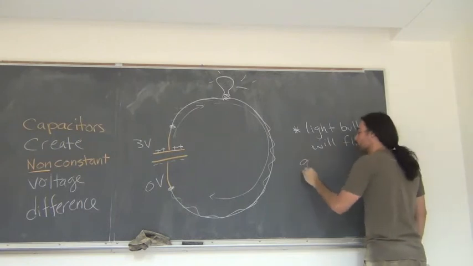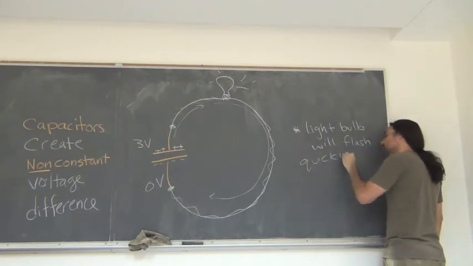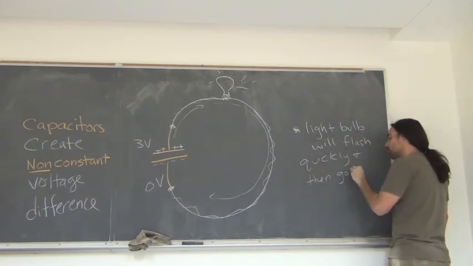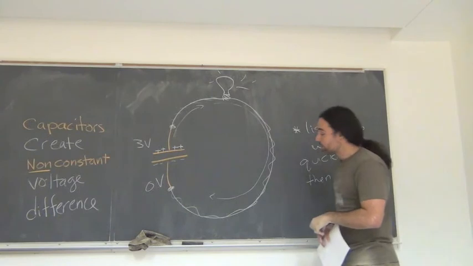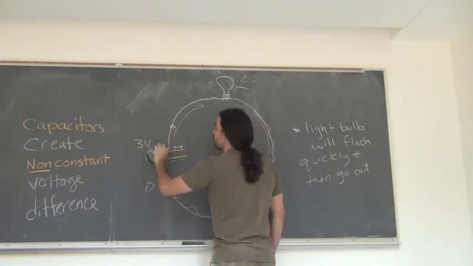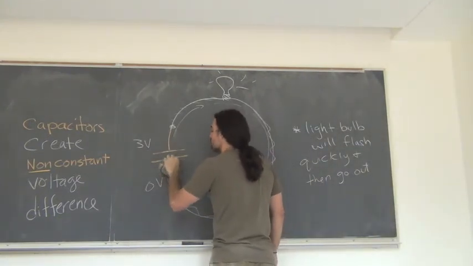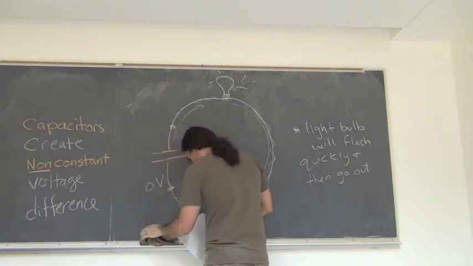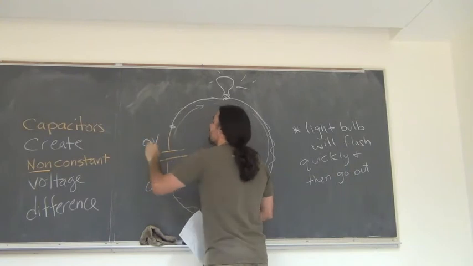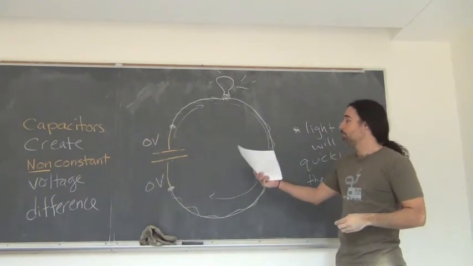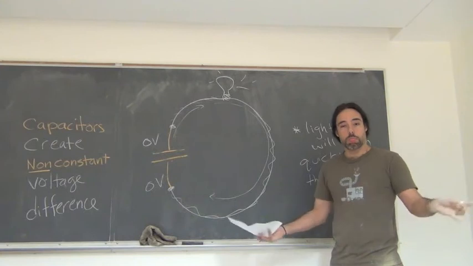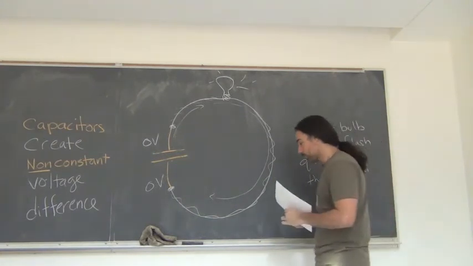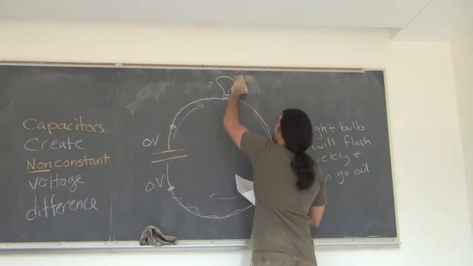Light bulb will flash quickly and then go out. It goes out because as soon as the charges have all repelled each other, as soon as these positive charges have met up with those negative charges, the voltage is gone. There is no more charge built up on the capacitor, and it's done. No more current flows. The circuit's dead, the light bulb turns off. No more light coming out.